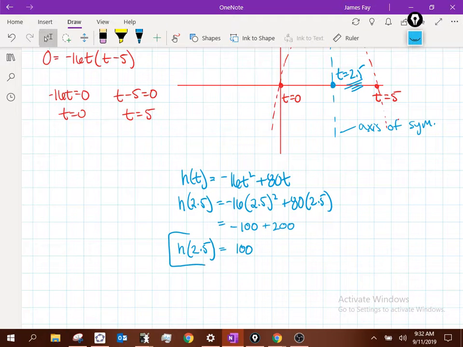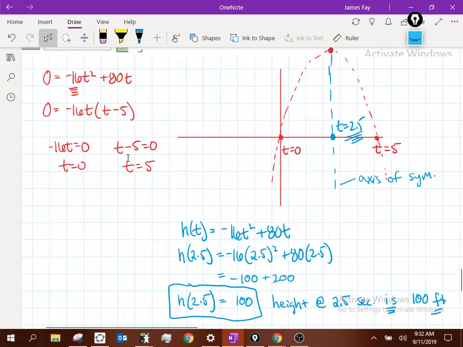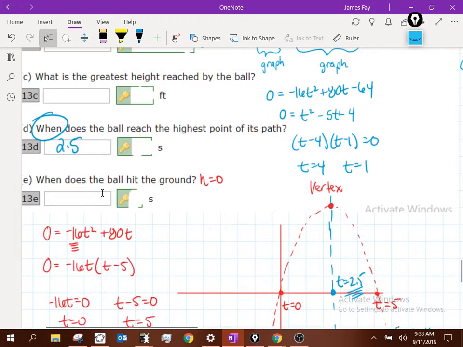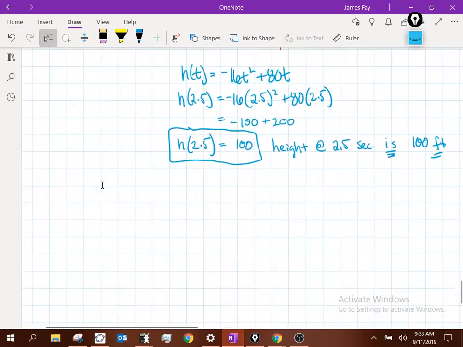All right, so when I read this, this says the height at 2.5 seconds. That's what this says right here. The height at 2.5 seconds. Equal sign is the word "is," right? 100 feet. So that then is the solution to part C, 100 feet for us. Okay? Now, that's a graphical approach.